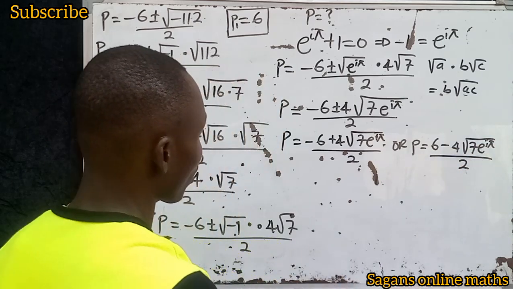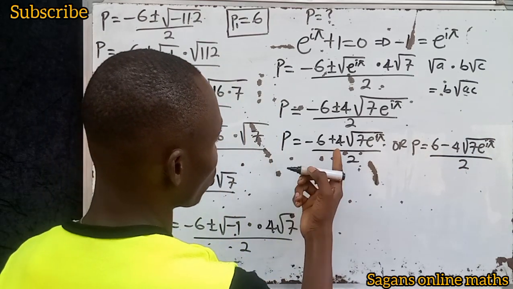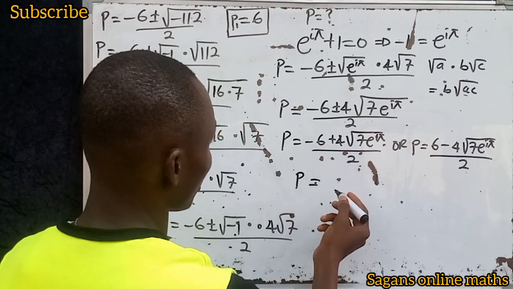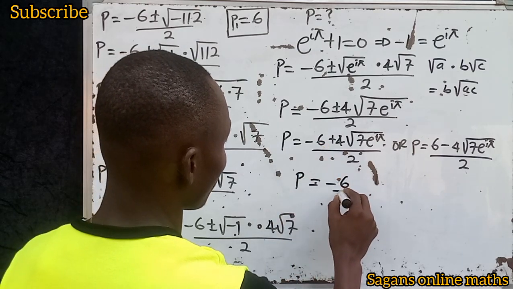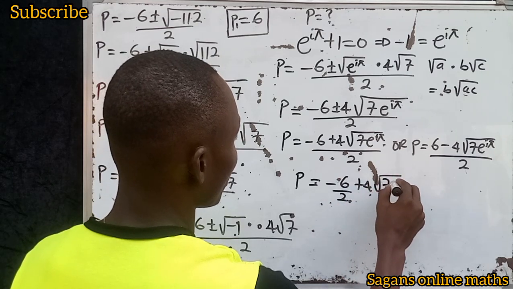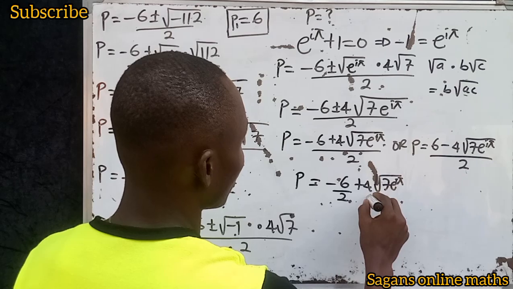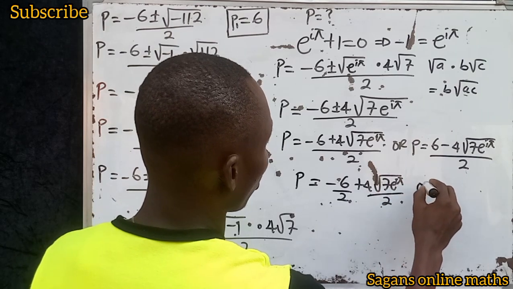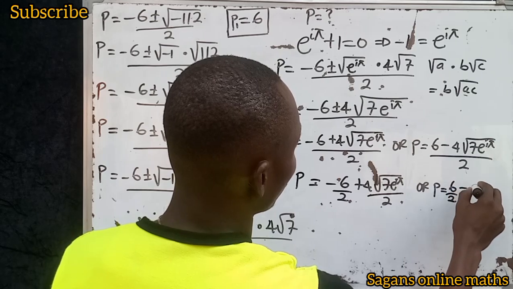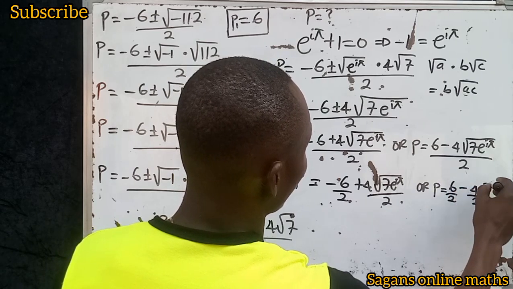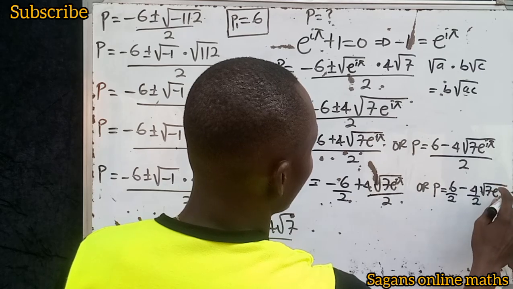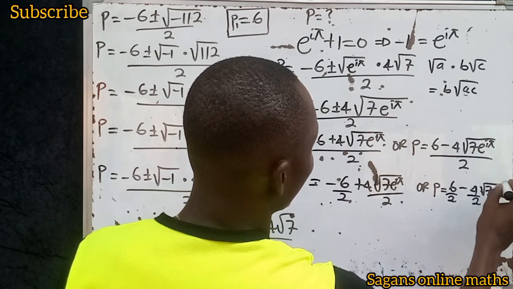Now check, the denominator can go into all these numerators here. So that means p is equal to minus 6 divided by 2 plus 4 root 7 multiplied by e to the power of i pi, divided by 2. Or p is equal to minus 6 divided by 2 minus 4 divided by 2 multiplied by root 7 multiplied by e to the power of i pi.